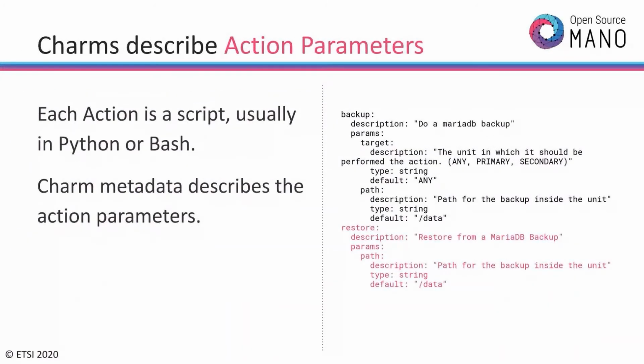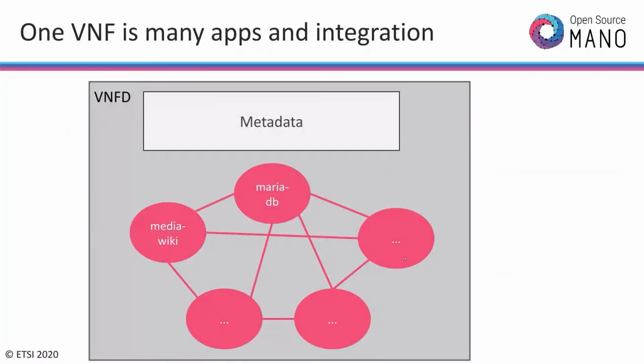As you probably already know, actions are the way of doing operations once the charm is deployed. They can be written either in Python or in Bash, and they are defined in the charm metadata this way, and have certain parameters that we can define. Please stop me at any time if you have any question.